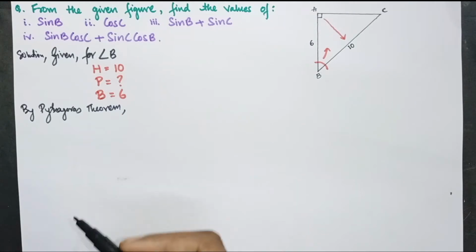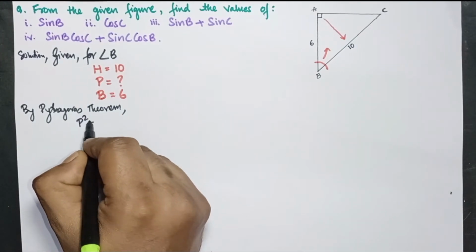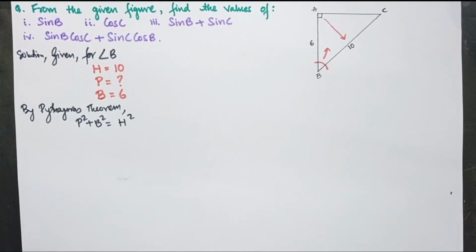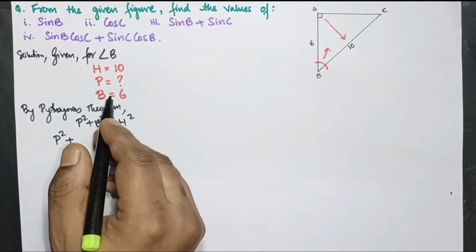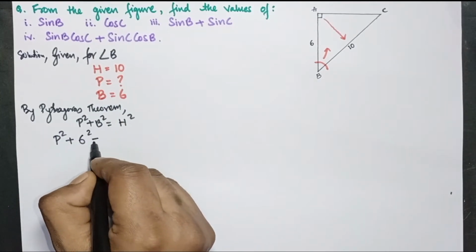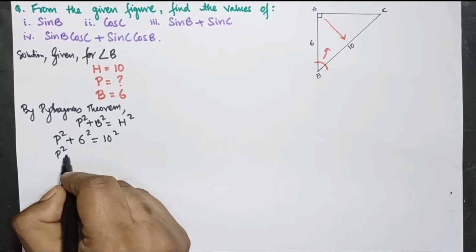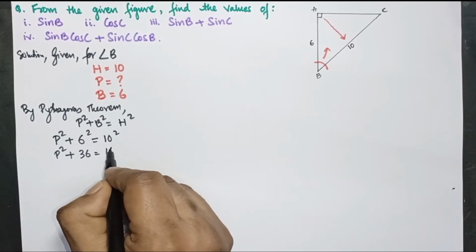So now I think you are perfect with this. What does the formula say? You can write it like this also: p square plus b square equals h square. It's the same thing. Do we have the value of p? We don't, so I'll write p square only, plus b, which is 6, square, equals h, which is 10 square. So this will be p square plus 6 sixes are 36, and 10 square is 10 tens are 100.